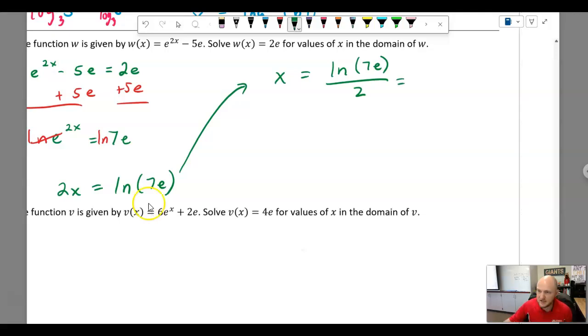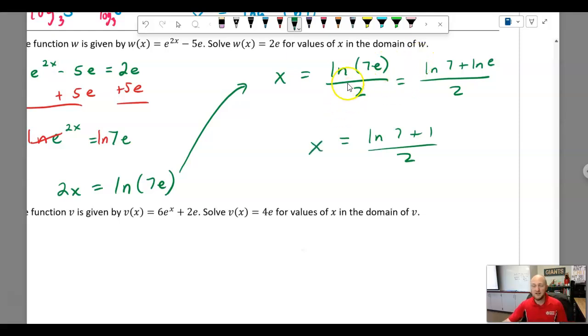But there is a way to simplify since I do have an e in here. I can split this argument. You see how they're multiplying? Well, I can use the product property. I have the natural log of 7 plus the natural log of e, which is just 1. So natural log of 7 plus 1 over 2.